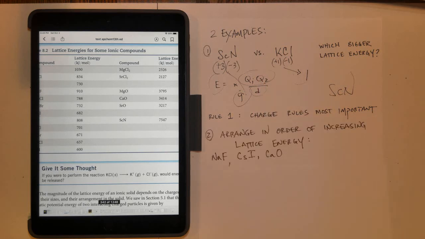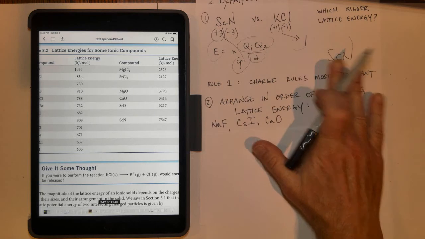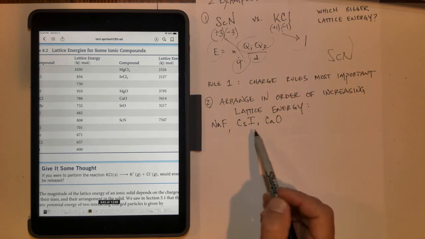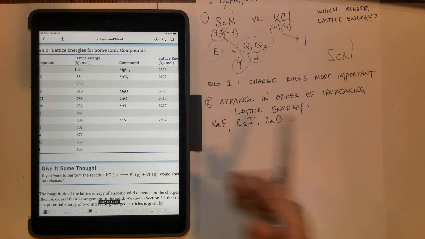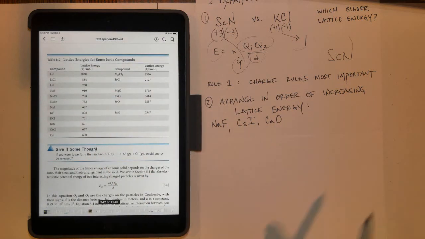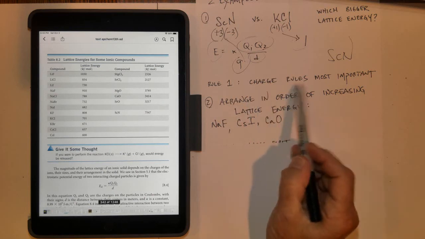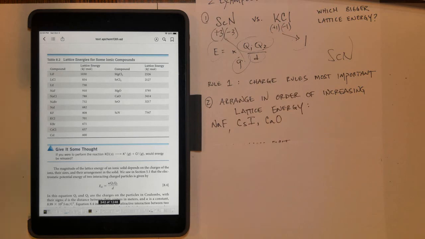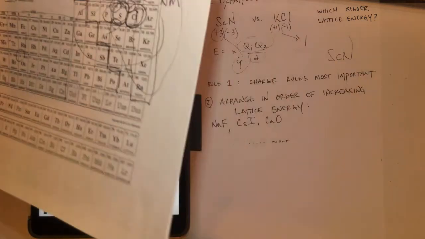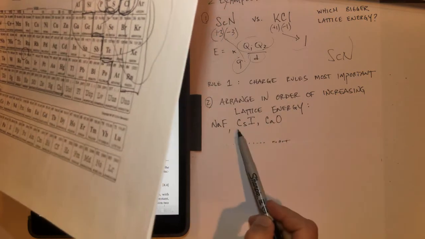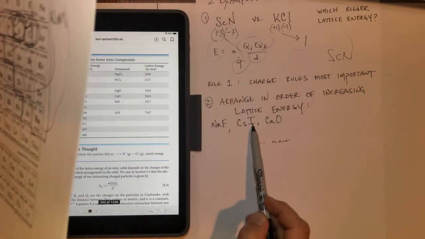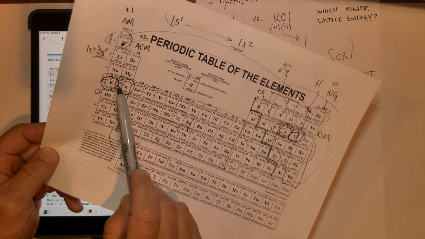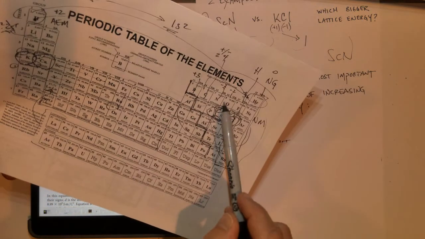All right, let's look at a second example problem. Arrange in order of increasing lattice energies 3 compounds, NaF, CsI, and CaO. So remember rule number 1, charge rules are the most important, so let's find the charges of these that would go in Q1 and Q2. So sodium's positive 1, fluorine minus 1, cesium positive 1, iodine negative 1, calcium positive 2, oxygen negative 2.